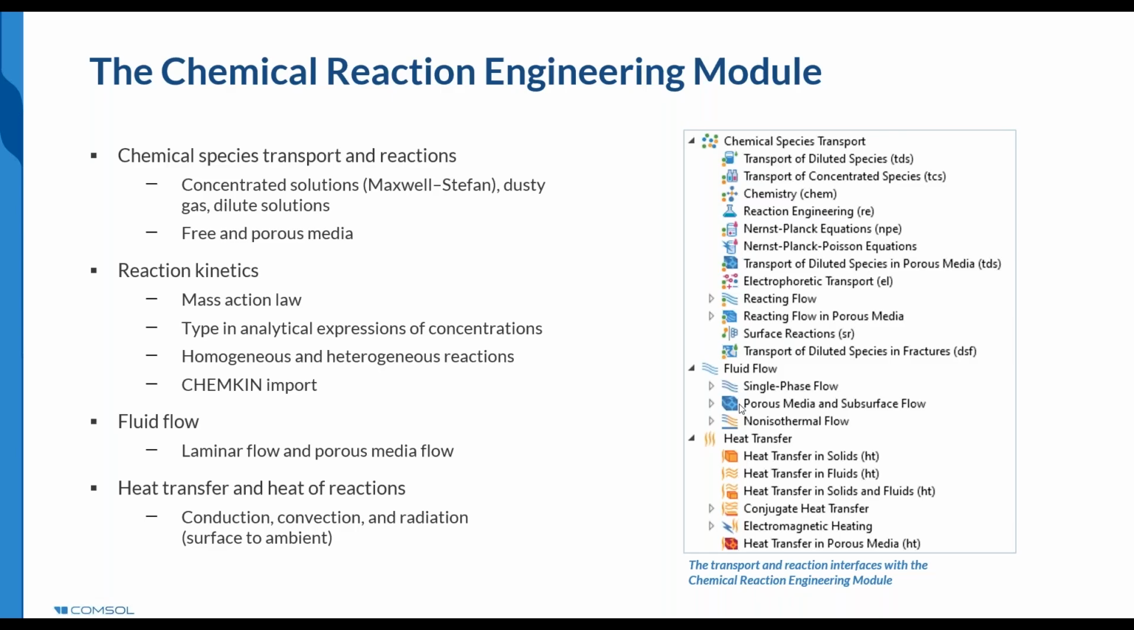Heat transport can be a key element in many chemical processes. So reaction rates are often sensitive to temperature, and reactions may generate heat that require cooling. Hence, the capability to model thermal transport within your system is quite important. The chemical reaction engineering module contains the physics interfaces necessary to describe both convective and conductive heat transport in both the free domain and the porous media.